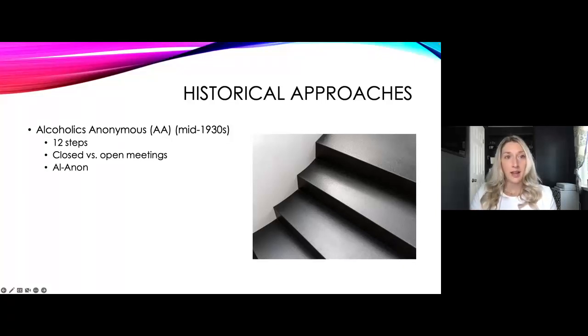A branch off of AA is Al-Anon, which is specifically for spouses and close relatives of alcoholics. And then Alateen, which is for teenagers who have had their lives affected by someone else's alcoholism.